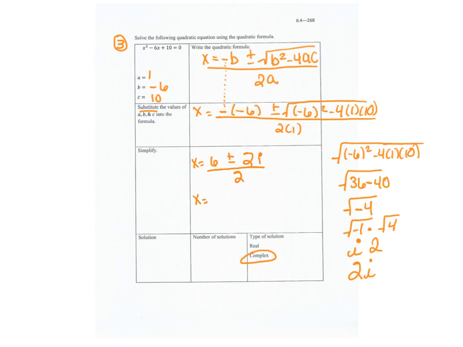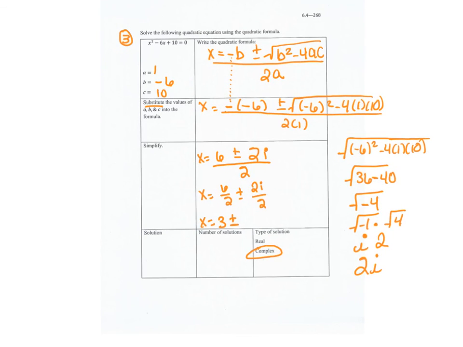Well, now I can make two fractions. I have 6 over 2 plus or minus 2i divided by 2. Well, 6 over 2 is 3. So I have x equals 3 plus or minus, and then 2 divided by 2 is 1, so it would be i. That plus or minus right here means I have two solutions. Let me write that in the right spot. I have two solutions. My solutions are x equals 3 plus i, x equals 3 minus i.